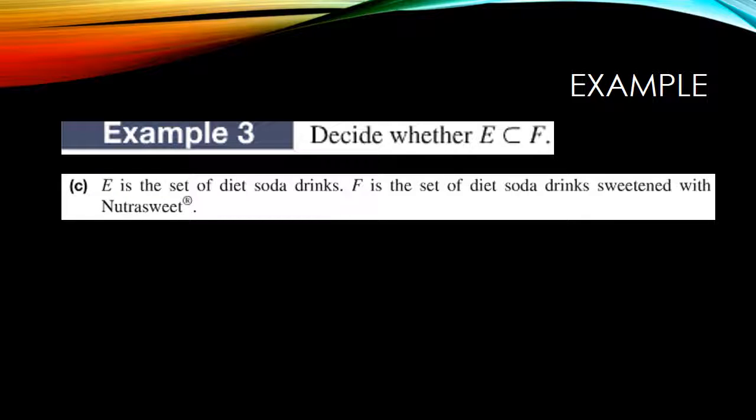All right, one more. E is a set of diet drinks. F is the set of diet soda drinks sweetened with NutraSweet. Decide whether this is a proper subset. Pause the recording if you need to and resume to check your answer.